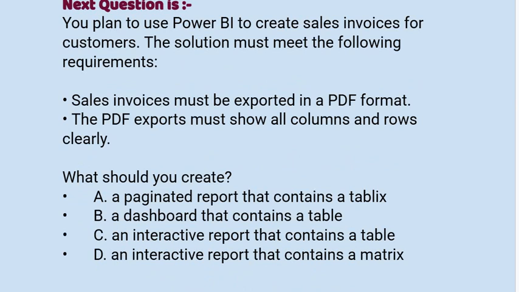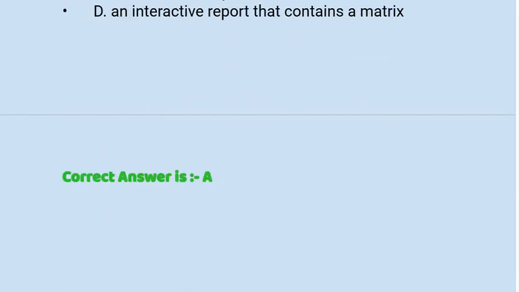Option A, a paginated report that contains a table X. Option B, a dashboard that contains a table. Option C, an interactive report that contains a table. Option D, an interactive report that contains a matrix. Correct answer is option A.